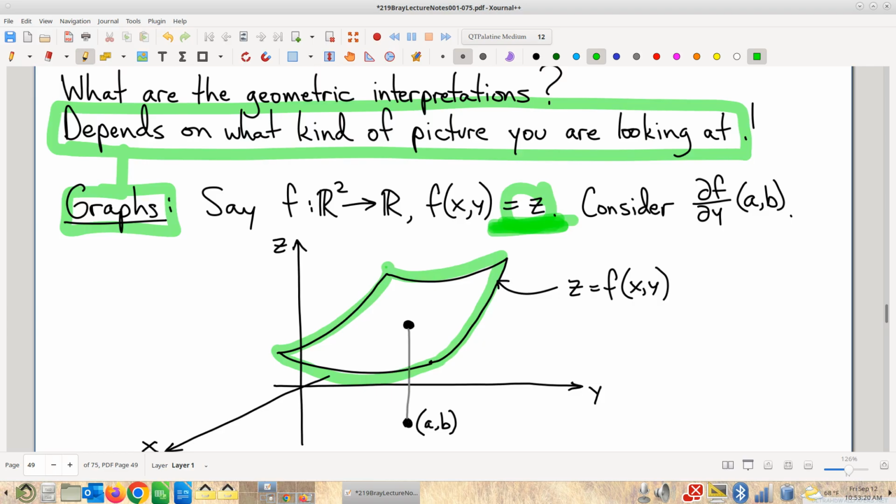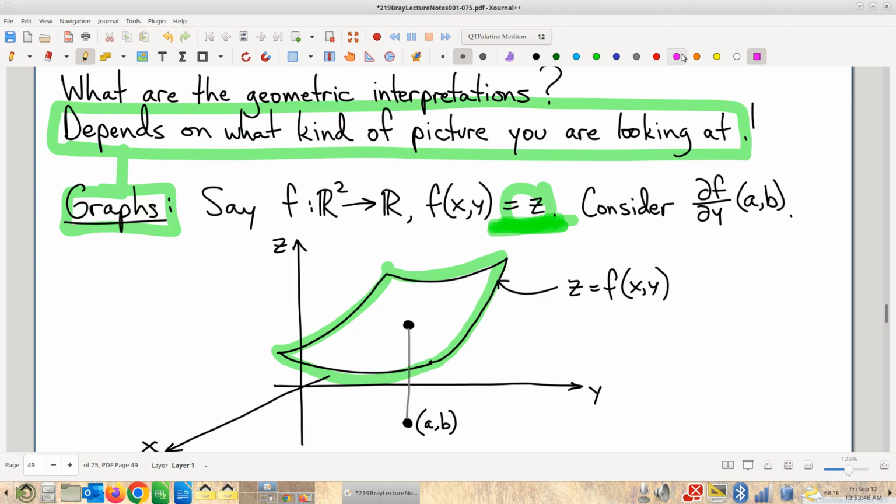What I'm about to show you only applies to graphs. What I'm about to show you has absolutely no bearing on how to interpret partials if you're looking at level sets. And it has absolutely no bearing on how to interpret partials if you're looking at some other construction, right? So I cannot emphasize this enough. This is graphs only.